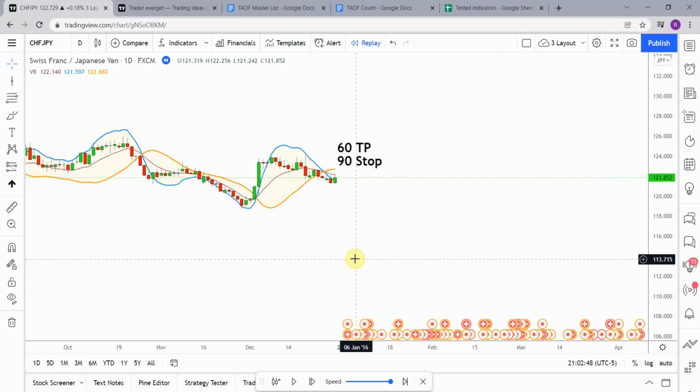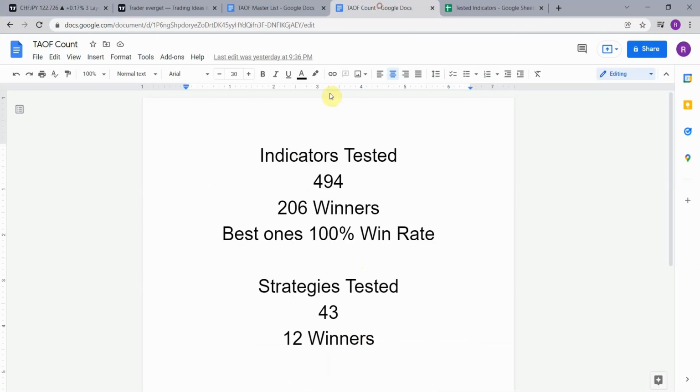Alright, as I said, today we will be testing the Vortex bands. Before we do though, I wanted to put the testing scoreboard up for everyone to see. So to date, we have tested a total of 43 different strategies, with 12 of them being winners. We have also tested a total of 494 indicators, with 206 of them being winners. The best ones so far were able to achieve a 100% win rate.